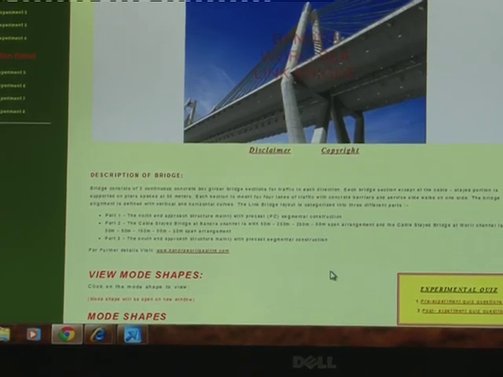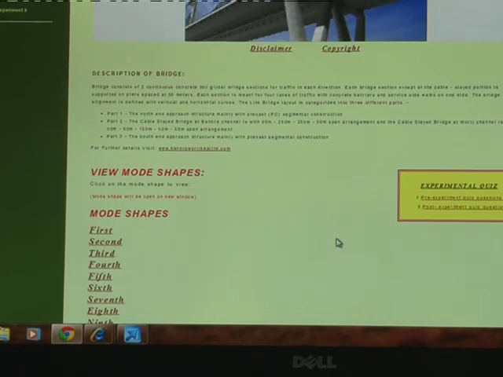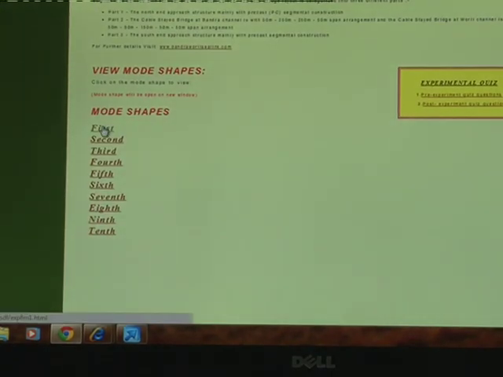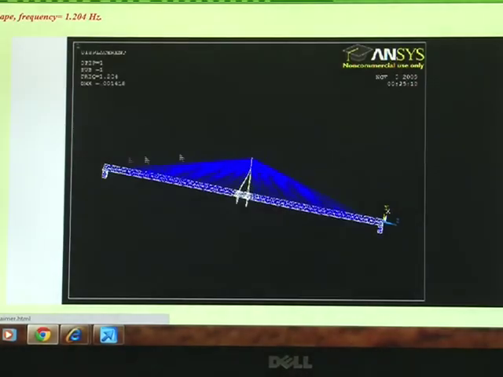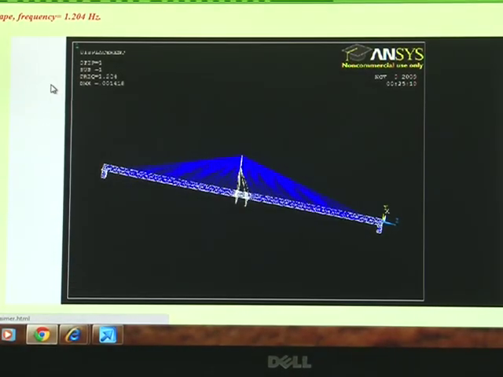As we already discussed earlier, it is not necessary to compute all the modes, only a few modes are significant. So for this experiment also we are only interested in computing fewer modes. For the first mode, the main aim of the experiment is to illustrate the fundamental modes of this bridge, and this is the first mode, where we can see that the frequency is coming at 1.204.